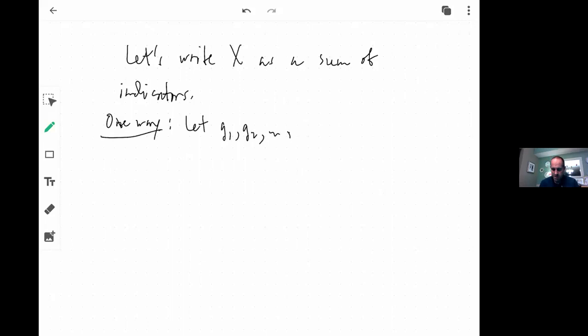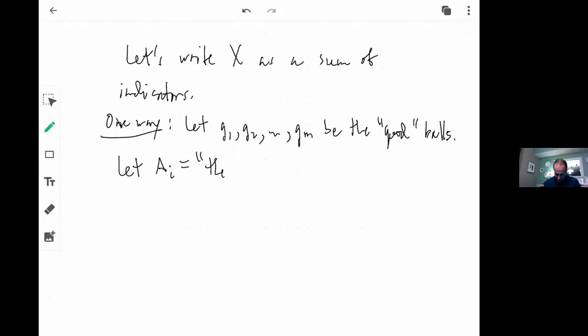How many good balls were there? There were m of them. Let these things be the good balls. And we just let Ai be the event, or let me say this more simply, Gi is chosen in our sample.